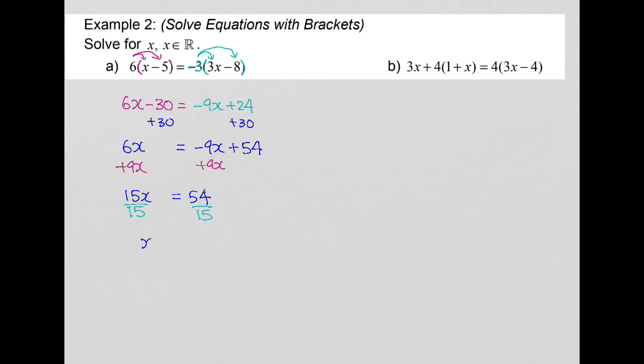And x will become 54 over 15. Reduce the fraction, so they both can be divided by 3. So x equals 18 over 5, and this is your final answer.